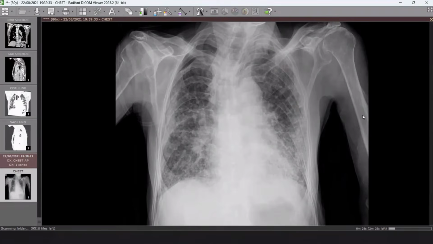Okay, can you please describe what you see? There is a chest X-ray, AP view, showing diffuse reticulonodular opacity involving both lung fields, and the opacity silhouetting the left cardiac border. Both costophrenic angles are clear. There is no pleural effusion, and there is a diffuse decrease in the bone density.